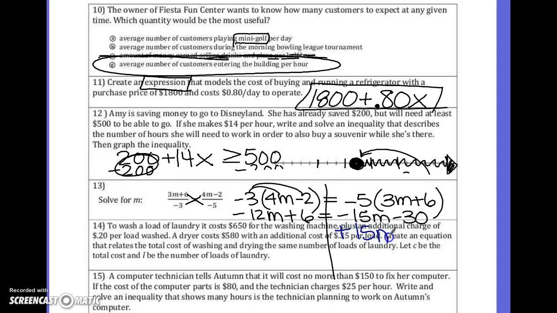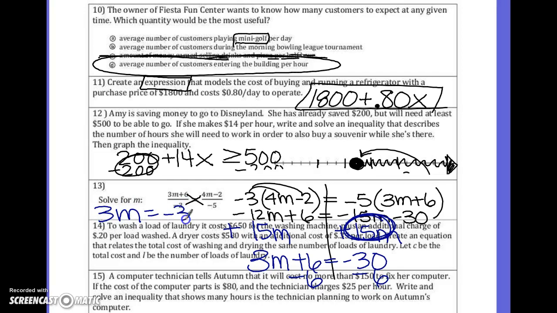And then from here, we can add 15 over, or we can add 12m. It doesn't matter. And I'm writing on top of words. Hope you can still see this. You got 0 there. You got 3m here. Plus 6 equals -30. Subtract 6. And you got 3m equals -36. And divide out 3. So last of all, m is -12 is the answer.